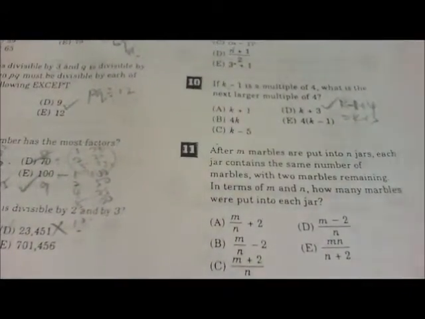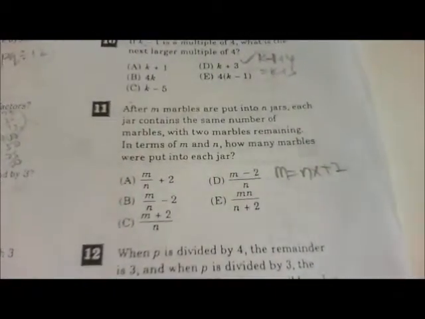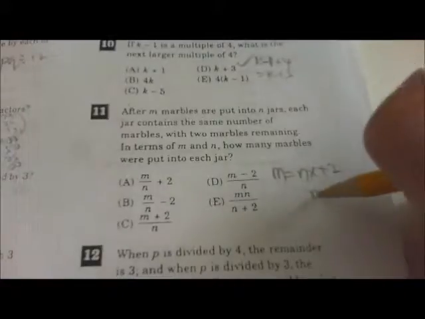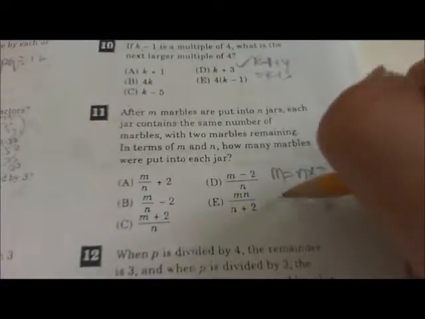Number 11, they ask how many marbles were put into each jar. Each jar, how many marbles? They said m marbles are put into n jars. So the total is m. Each jar, let's say you have x, so you go to n jars, so n times x. But you have an extra 2 marbles remaining. So you plus 2. So that's how you set up the equation. You want to find x, so you move the 2 over, so it's m minus 2, divided by n. Right, m minus 2 divided by n. And the answer is D.